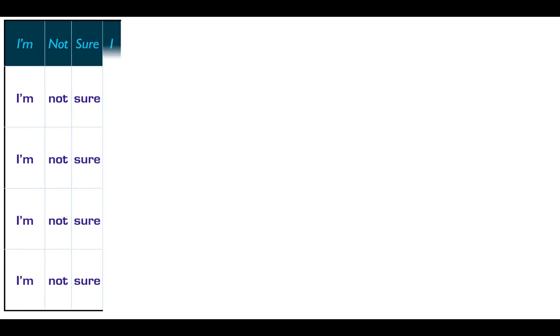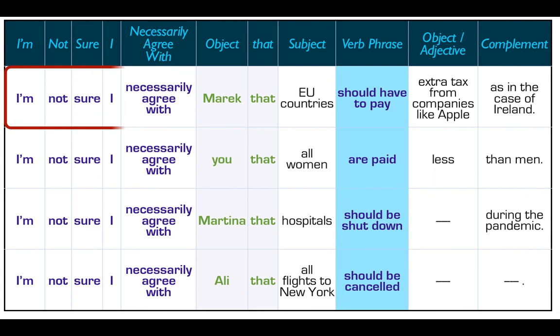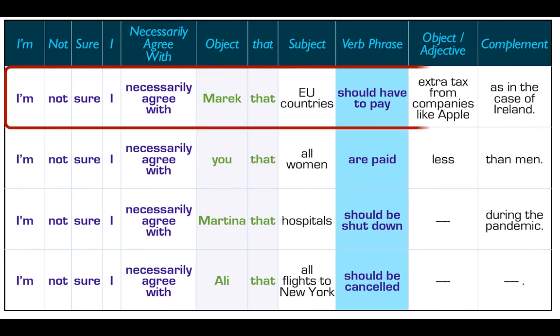Over here, you can also change it slightly, because some of you might have to do an exam with another student. For example, like the Cambridge First Certificate, and you might have to say, I'm not sure I necessarily agree with Marek that. So Marek is sitting beside you and you're talking about EU countries and that they should have to pay. So Marek says they should, and you're not sure you necessarily agree with him, and you say, I'm not sure I necessarily agree with Marek that, and then say what Marek said.